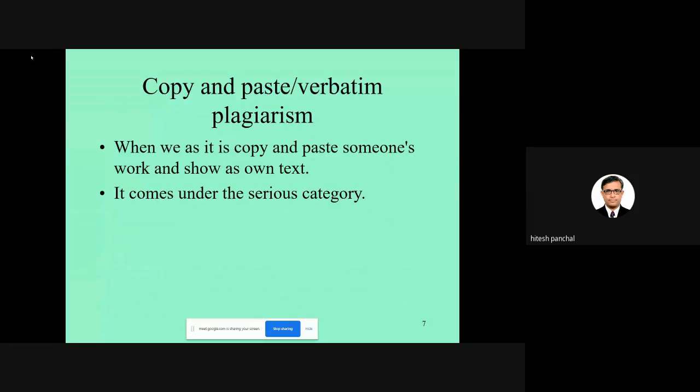Copy and paste, that I have already told you. If you copy and paste 3 lines, 4 lines, or 1 paragraph, that is called copy and paste or verbatim plagiarism, and it also comes under the serious category, because you are not giving the credit. That is why it comes under the serious category.